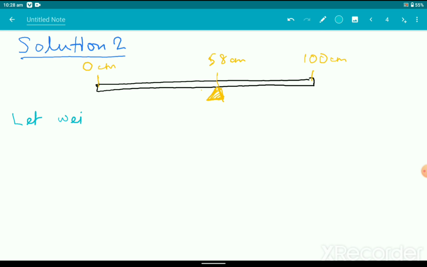let the weight of the rule be W gf. Okay, so if I consider the weight of the rule, that must be acting at the midpoint, that is the 50 centimeter mark, isn't it? So if I consider the 50 centimeter mark, it will be somewhere at this point. I think it's okay. So this is the 50 centimeter mark, and I'm just writing it very small so that it is easy to understand.